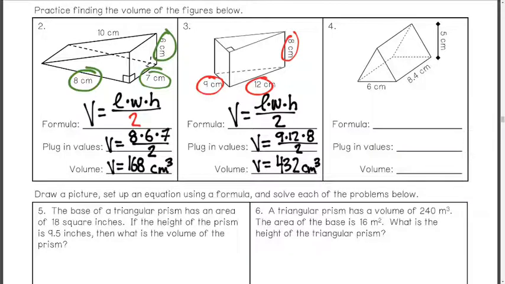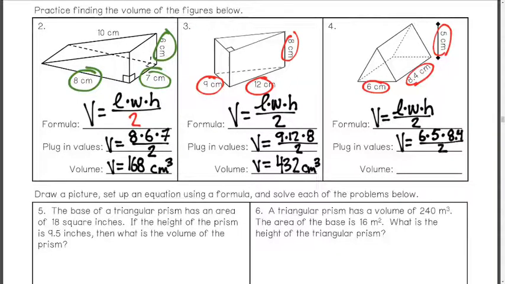Same thing on this next one. I need a base of the triangle, I need a height of the triangle, and I need a distance between the two triangles, and those are my 3 numbers. So I have volume equals length times width times height divided by 2. The 3 numbers I'm going to use are listed, and then I use those numbers in my formula. So volume equals 6 times 5 times 8.4 divided by 2. That means volume equals 126 centimeters cubed.